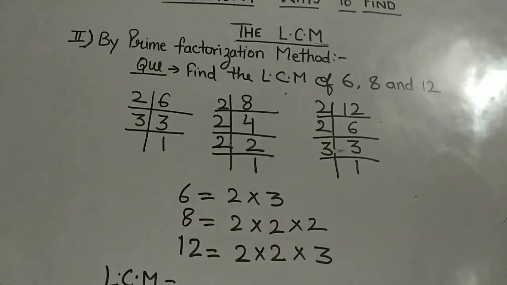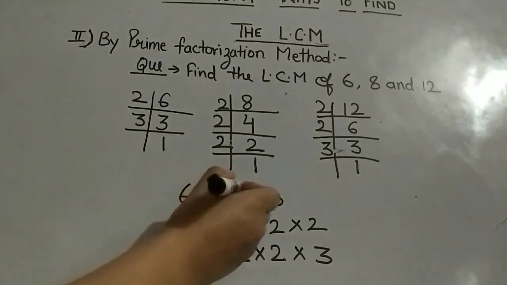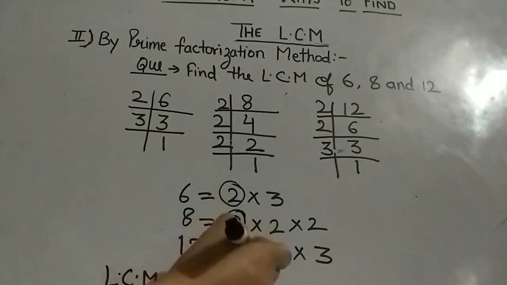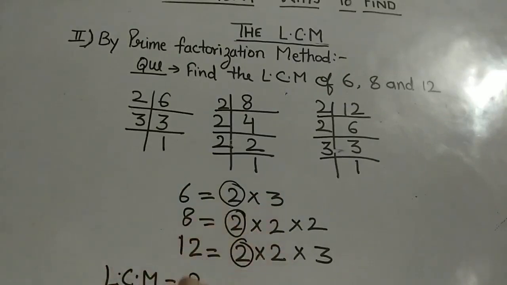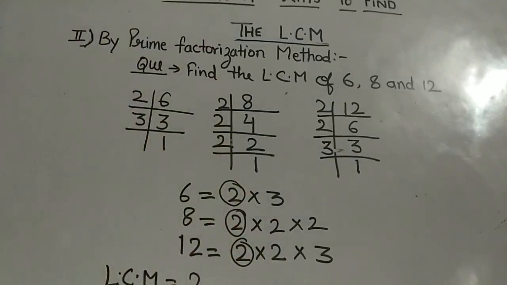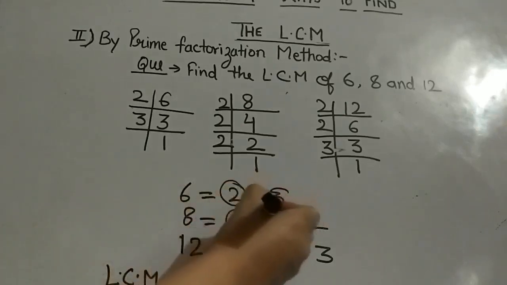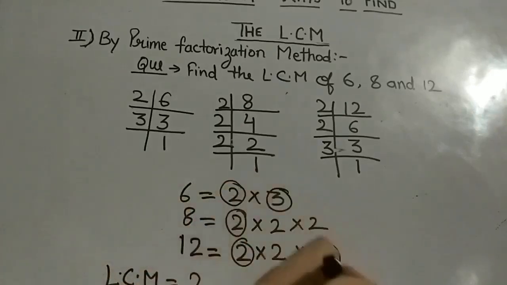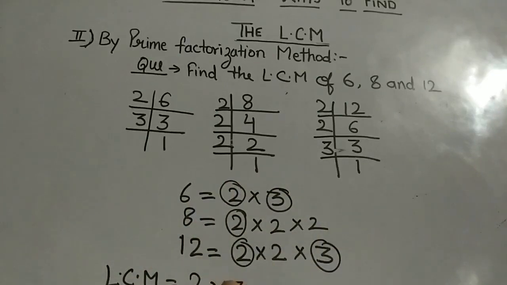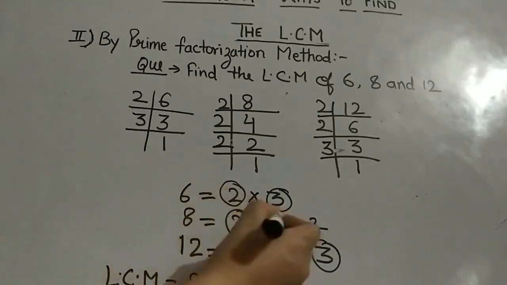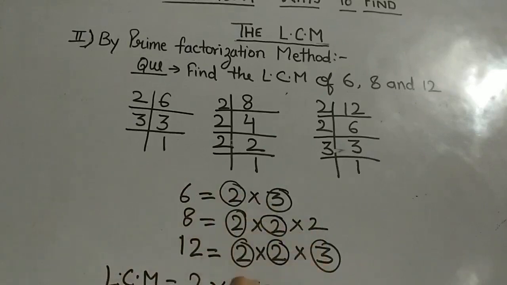Now to find the LCM, first we will take out the common factors. Common in all is 2, 2 and 2. So we'll write 2 one time. Now no other number is common in all. So we'll see which factor is common in 2 numbers. This is 3 and 3, common in 2 numbers, that is 3. That also we'll write one time. This 2 and 2, this also we'll write one time.